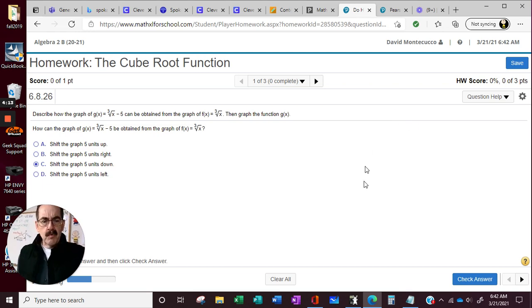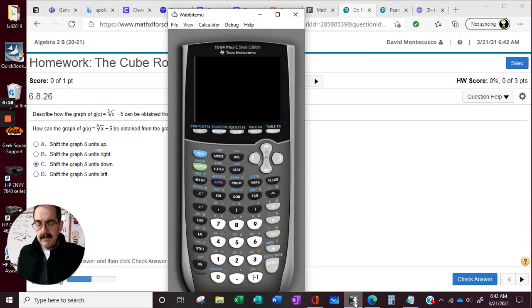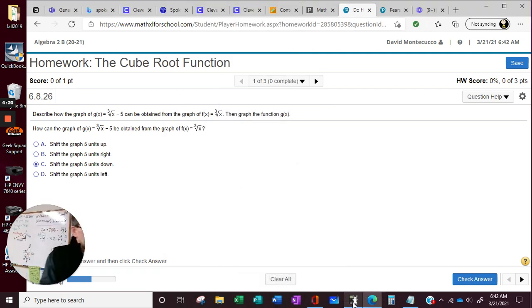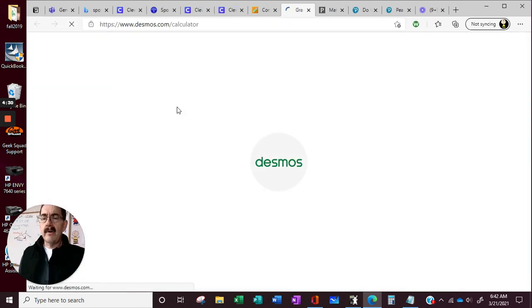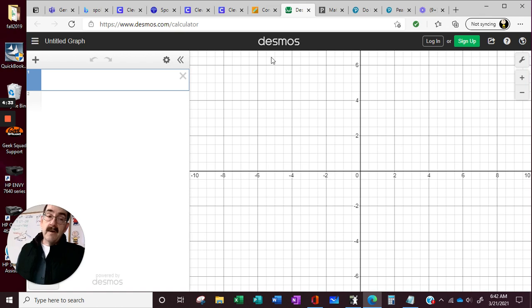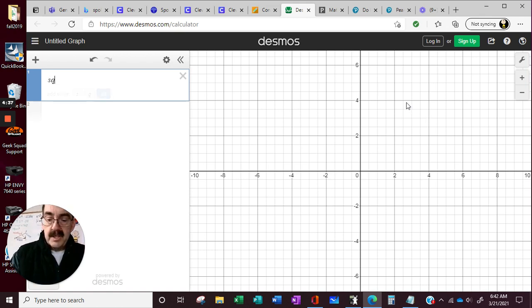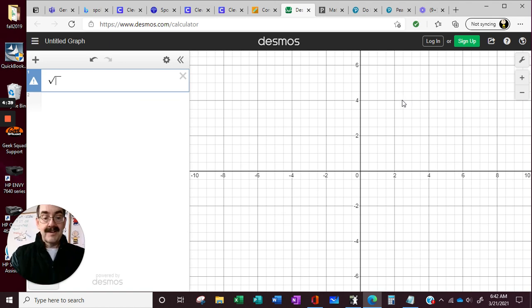Now this particular one, if you don't have the Webbit on your phone, you need a graphing calculator. Some of you said, hey, I got a graphing calculator. But if you don't have any of those, we're going to go back to Blackboard and click on the graphing calculator, and this is called Desmos. If you remember last week, we had to figure out how to put square root in. SQRT. Boom. Isn't that cool?